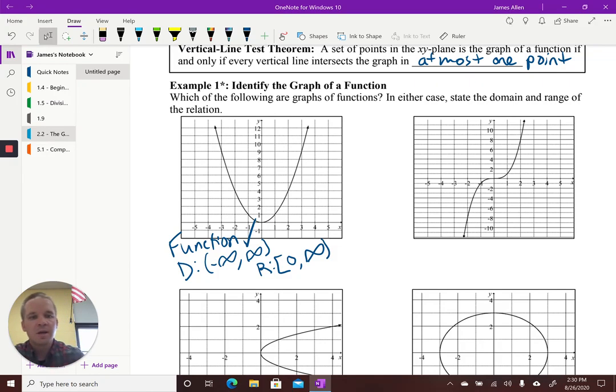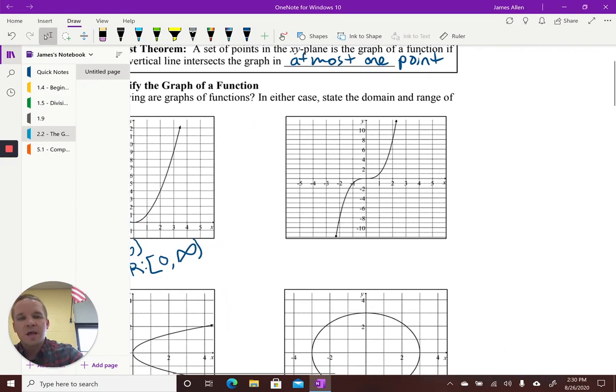Let's keep it moving. Over here, looks like we got ourselves likely a cubic function. Does it pass the vertical line test? Heck yeah, it does. Function. Check. Domain time. Does it ever stop going to the left as it goes down? No, sir. It keeps going, and it keeps going up and to the right. So my domain is negative infinity to positive infinity.